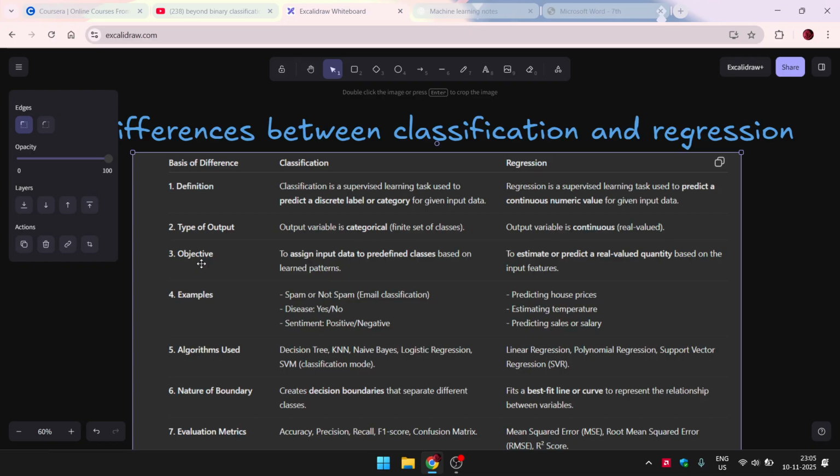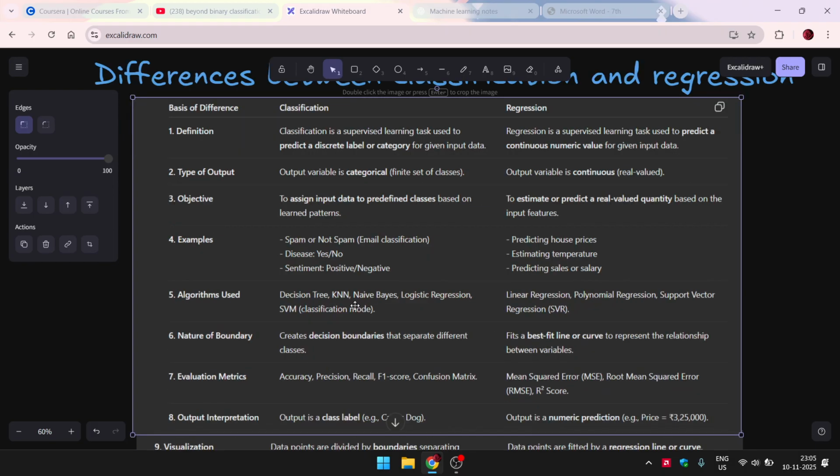Okay. What are the algorithms used in classification? Decision tree, ID3 algorithm, KNN (K-nearest neighbor), naive Bayes, logistic regression, SVM. SVM has both classification and regression modes, but we are talking only about classification here. Then in regression we have linear regression, polynomial regression, support vector regression.